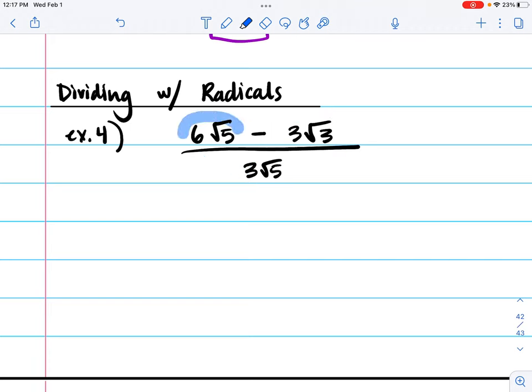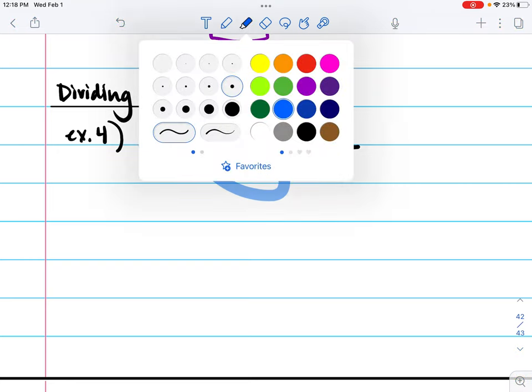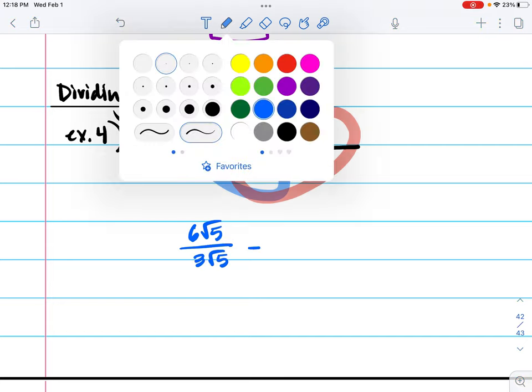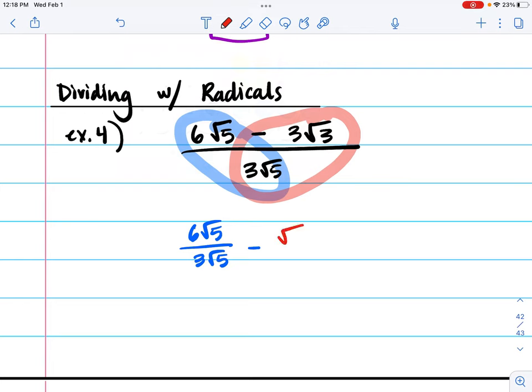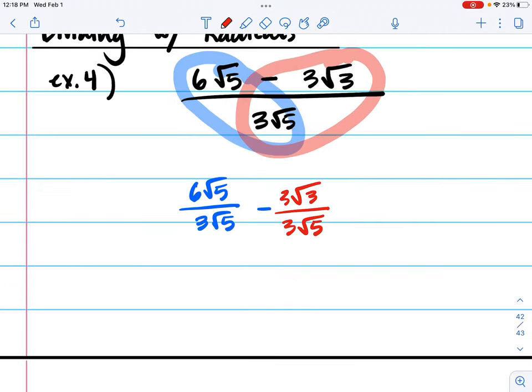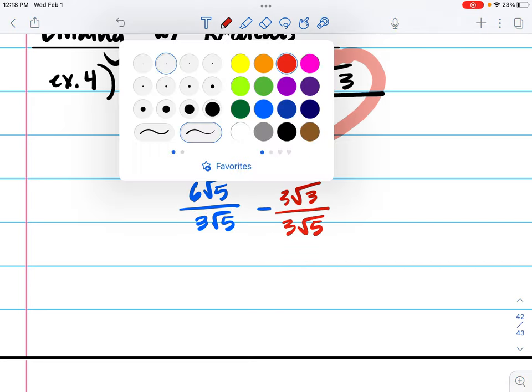Okay. So what I would personally do is separate this, right? I would take this as one fraction, and then I would take this as another. So I'll show you in color. I'm going to separate this by saying 6 root 5 over 3 root 5 minus, and then in red, 3 root 3 over 3 root 5. Okay? So I split up the denominator and made it the denominator in two different fractions.